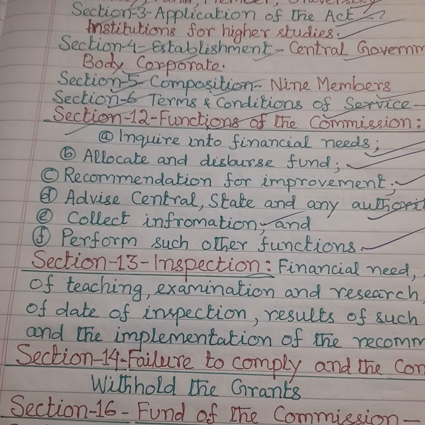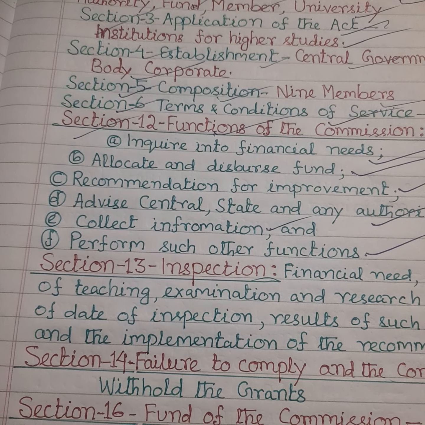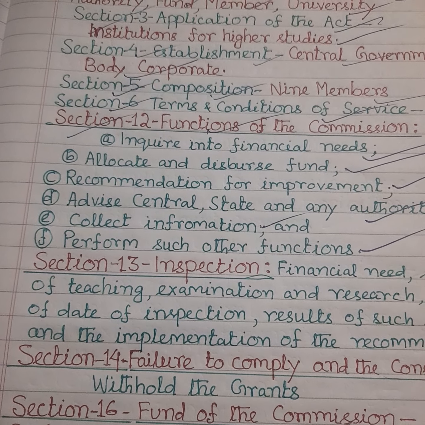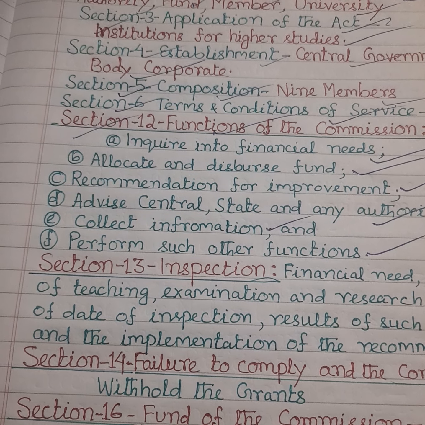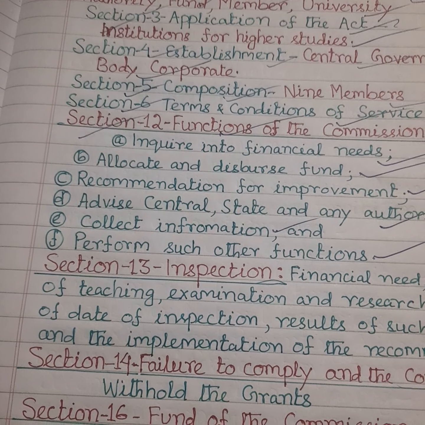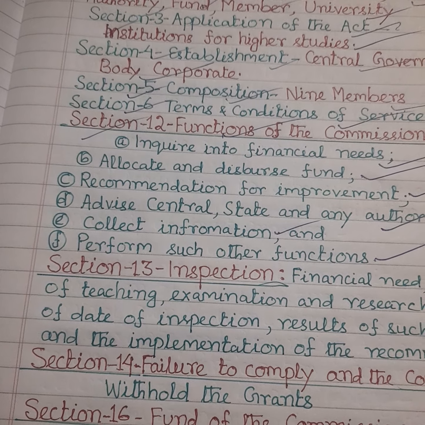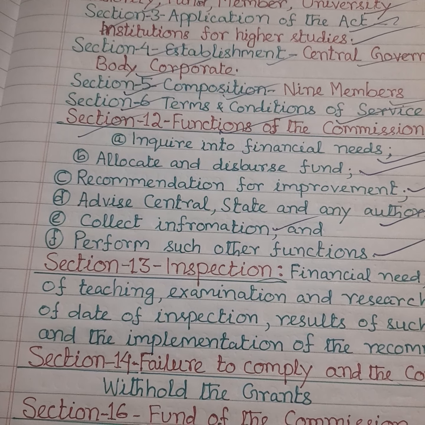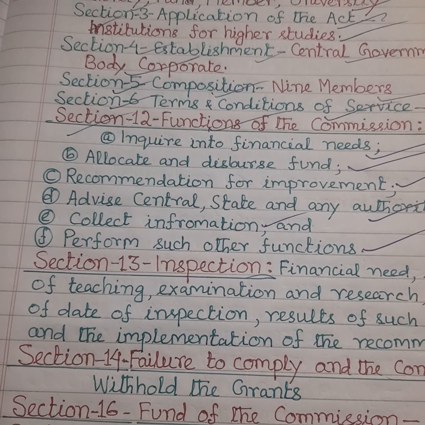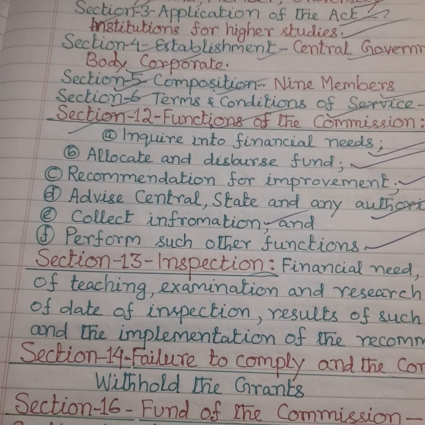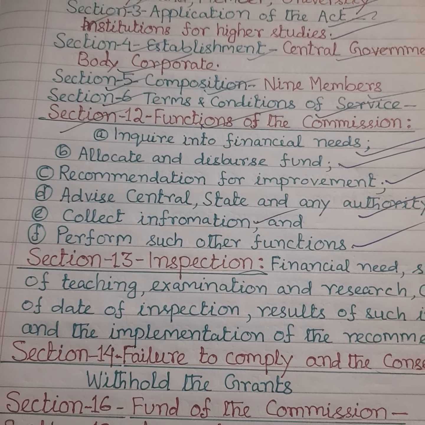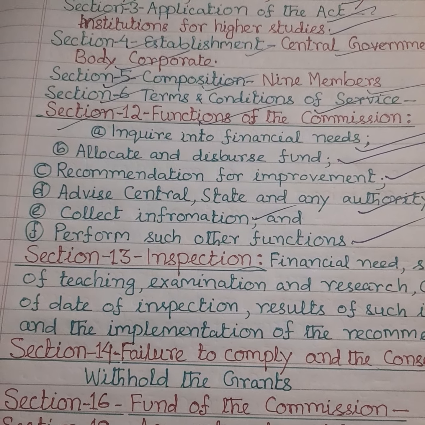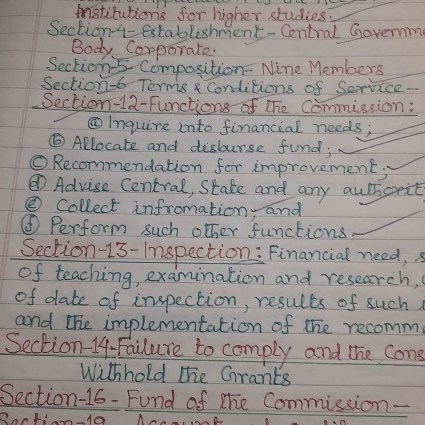The Commission may inquire into the financial needs of universities, and allocate and disburse out of the fund of the Commission grants to universities established or incorporated by or under a central Act for the maintenance and development of such universities or for any other general or specified purpose.